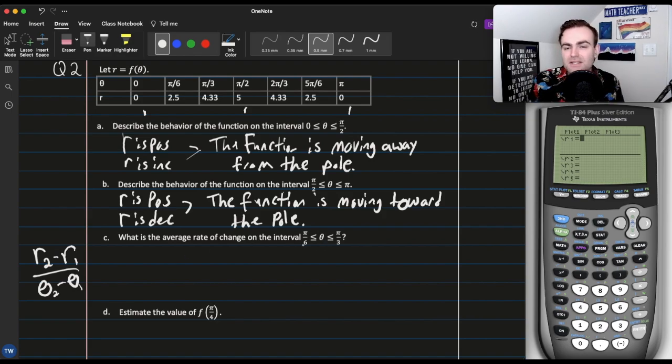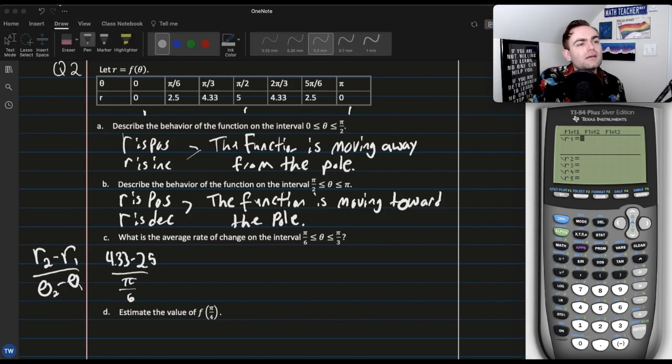I know that the difference is pi over 6 anyway, so I'm going to go ahead and put pi over 6 as my denominator because I know that's the difference. Pi over 3 is 4.33, and then pi over 6 is 2.5, so we can figure this out. Oh, my calculator's frozen. Perfect. All right, so we're going to do 4.33, take away 2.5, and we get 1.83.